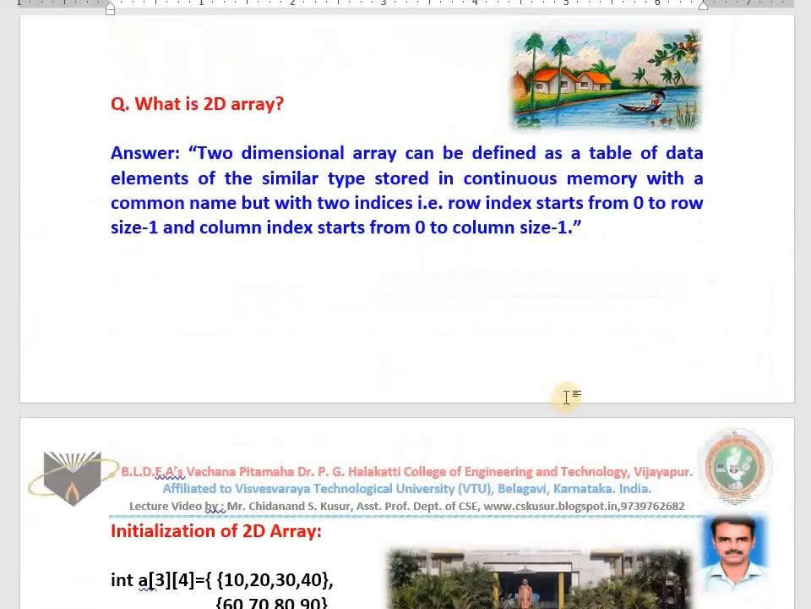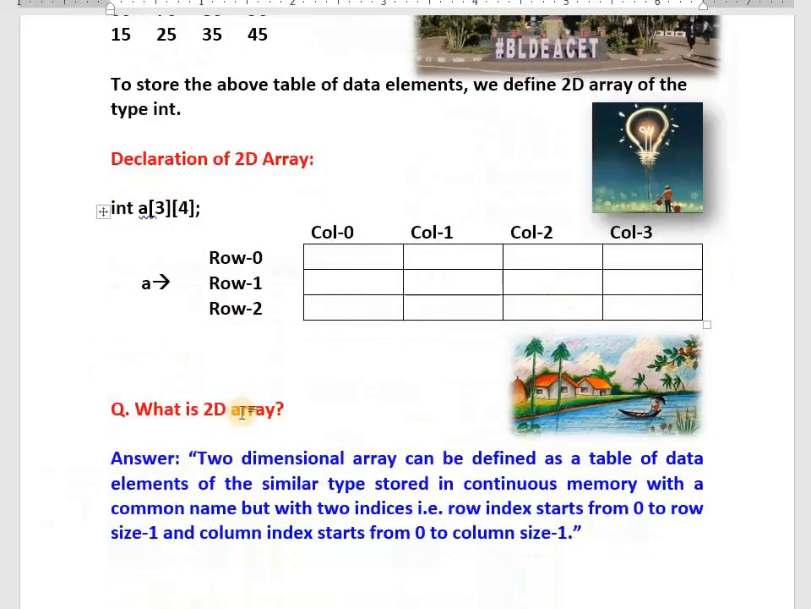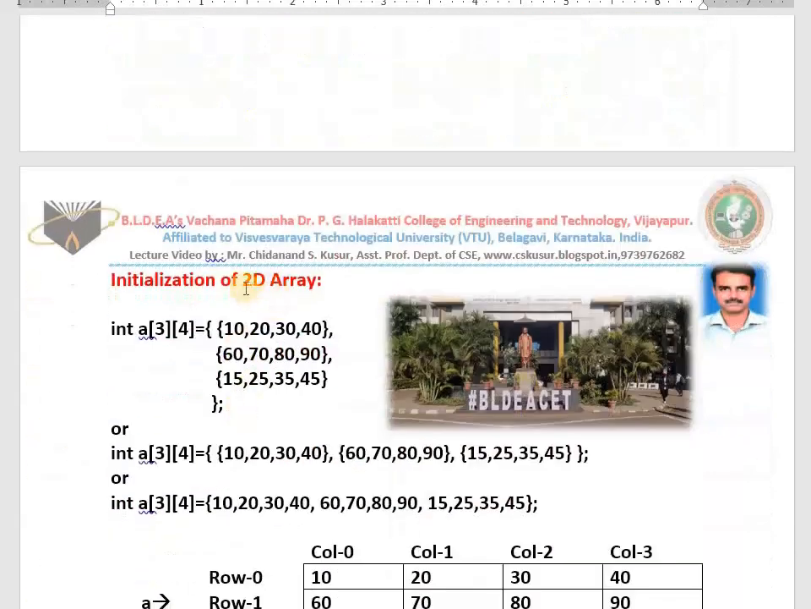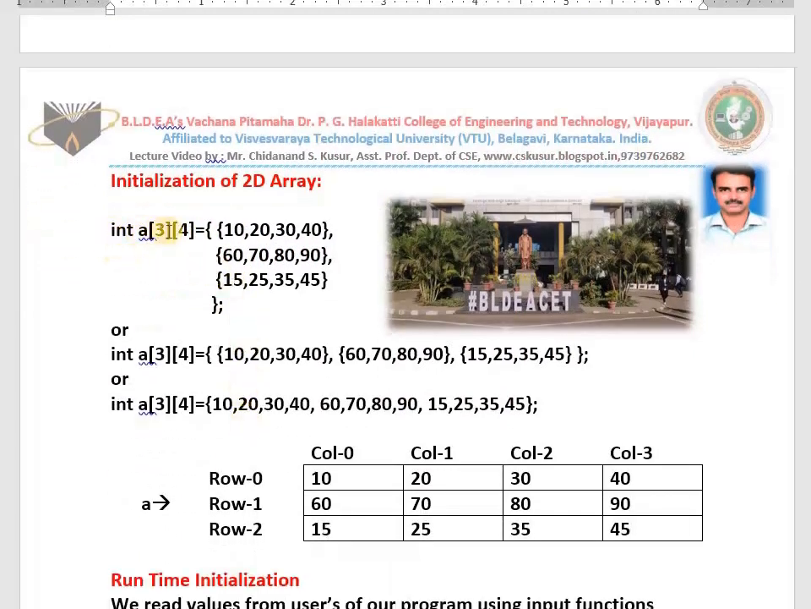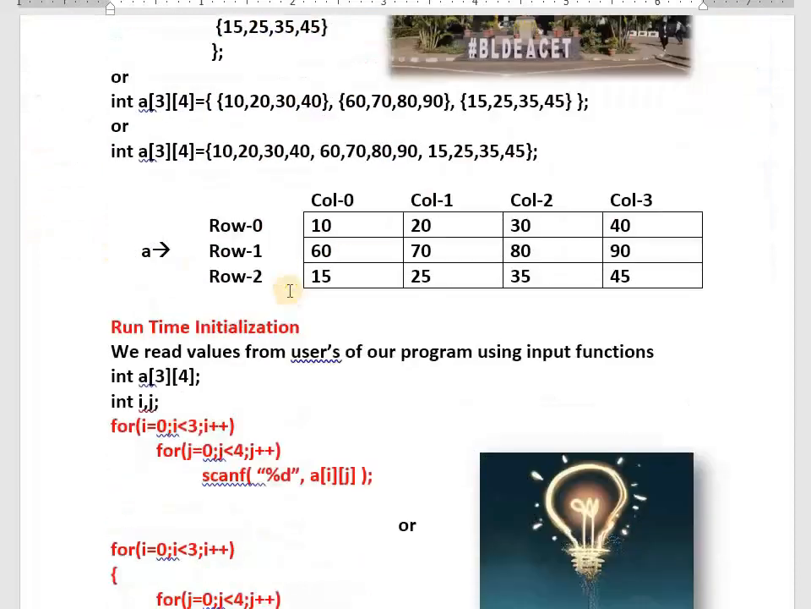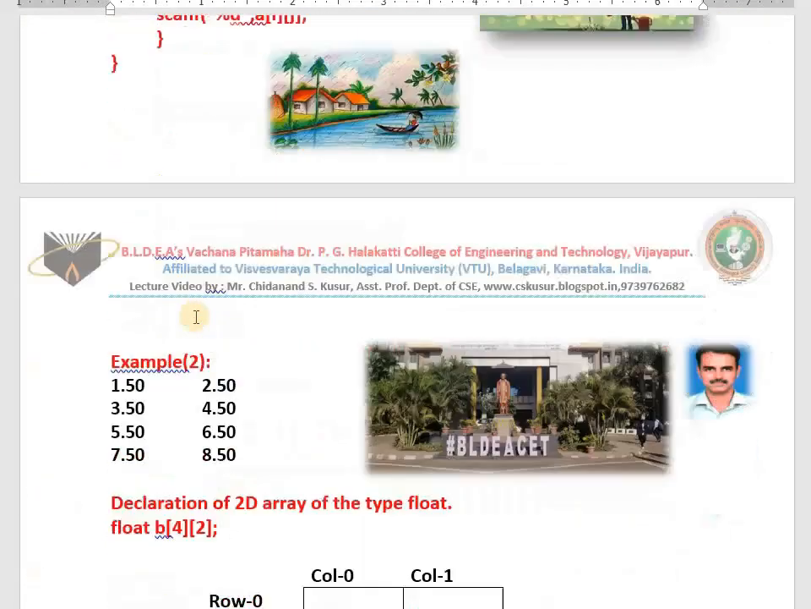What is declaration? Declaration is this: data type, array name, row size, column size is the syntax. This is the example. What is initialization? If we don't know the values, we read and store. If we know, we go for compile time. Use this syntax: data type, array name, row size, column size, list of values for first row, list of values for second row. That is the syntax. At run time, we read the values from users. This is the example. This one only we discuss in the next class.